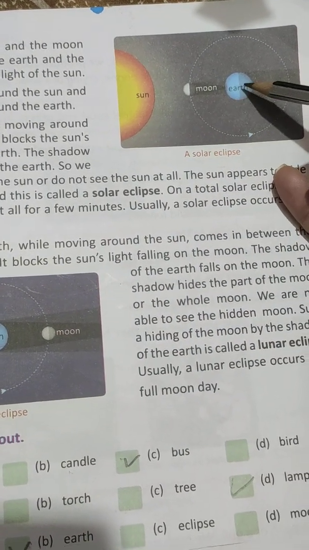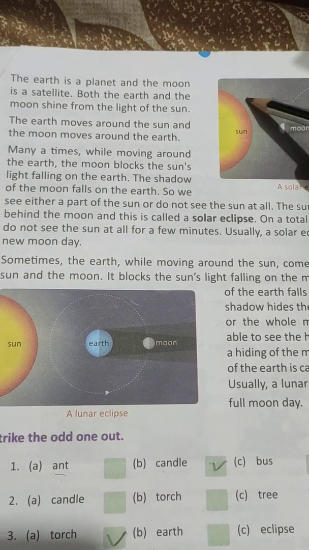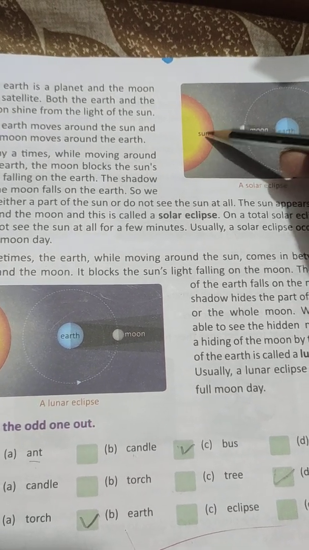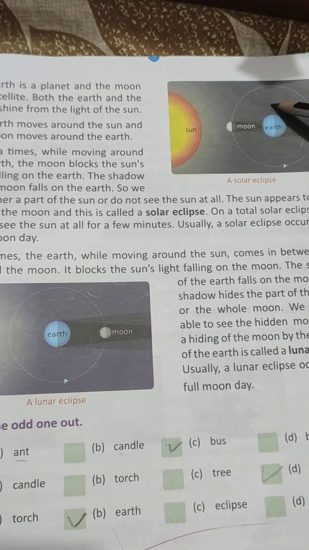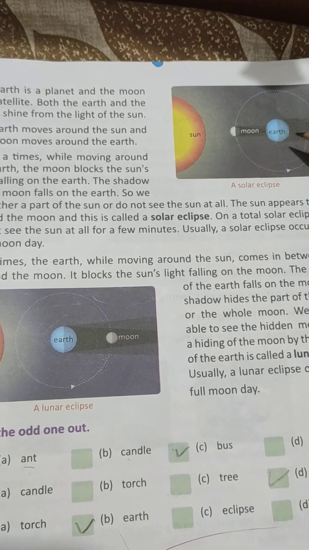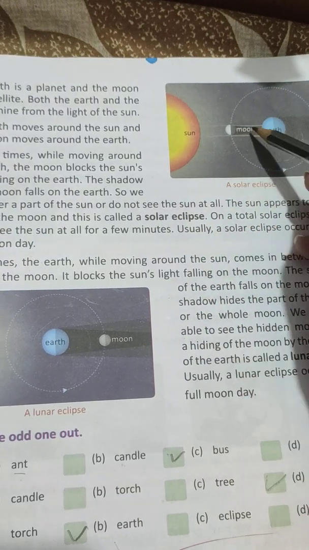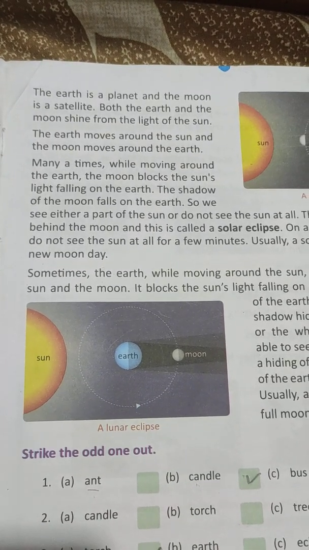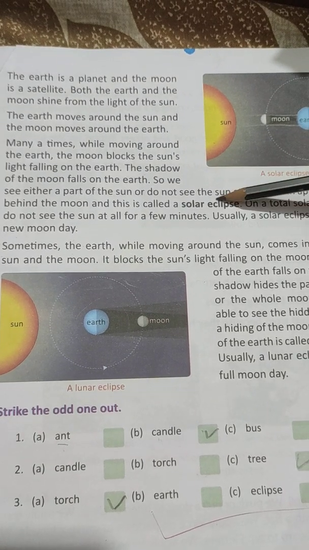Beta, see, this moon moves around the earth. The sunlight is falling on the earth. When this moon is moving around the earth, sometimes what happens, the moon comes in between the sun and the earth, and it blocks the light of the sun to fall on the earth. It does not allow the light of the sun to fall on the earth. Hence, it is very dark on the earth. So, it forms the solar eclipse.